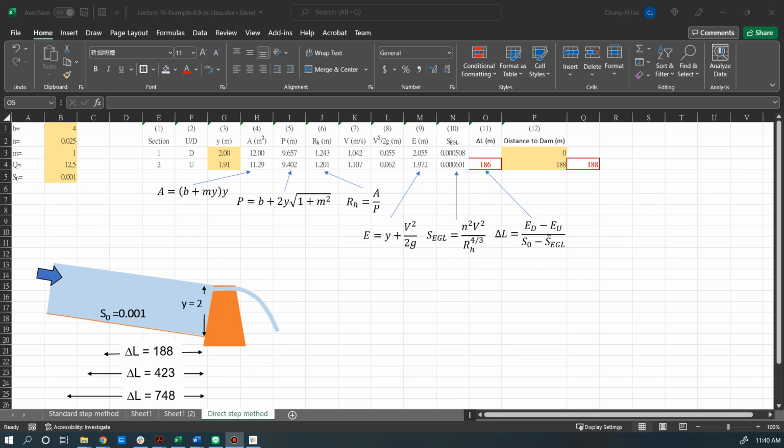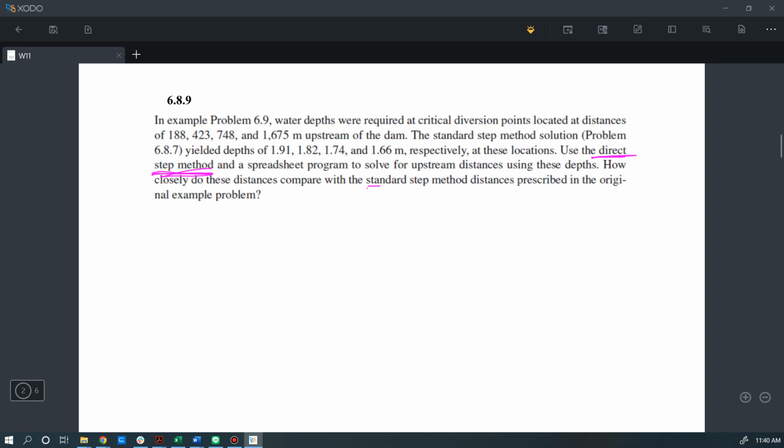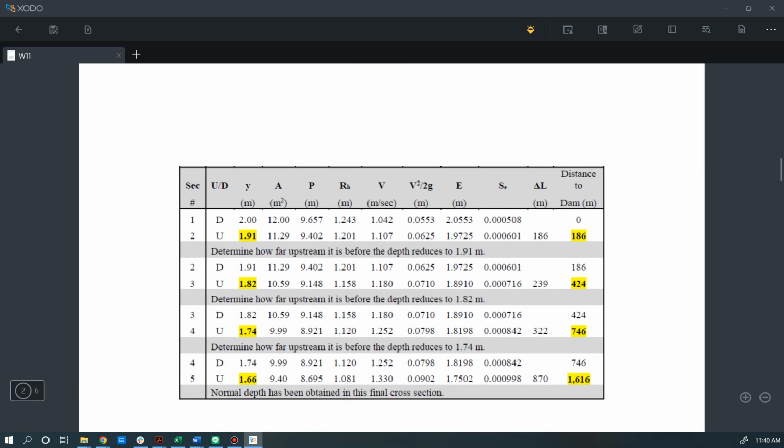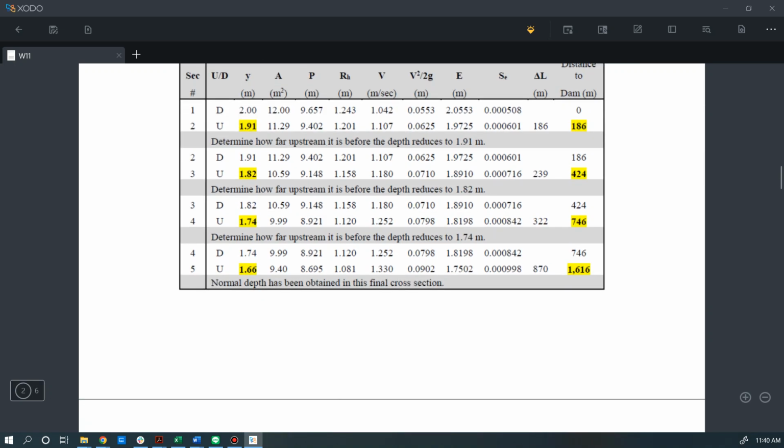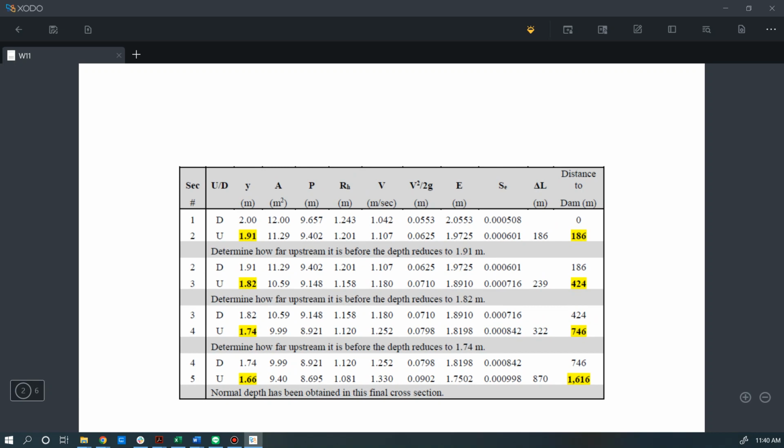Okay, so then you can solve for 186 for the distance between section 1 and section 2. That's fairly straightforward using this Excel sheet. Here, I'm not going to repeat the whole procedure for these 5 sections, but I show the answer here. So now you input the different Y values as different cross sections.